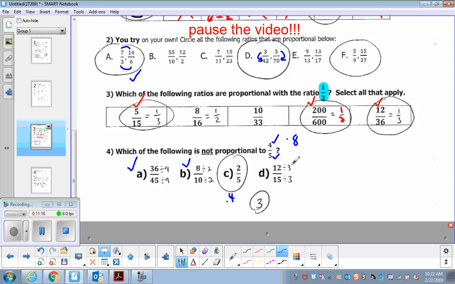Now for D, when you take 12 and divide it by 3, you do get 4. And when you take 15 divided by 3, you do get 5. So 12/15 also reduces to 4/5, and it would be proportional.